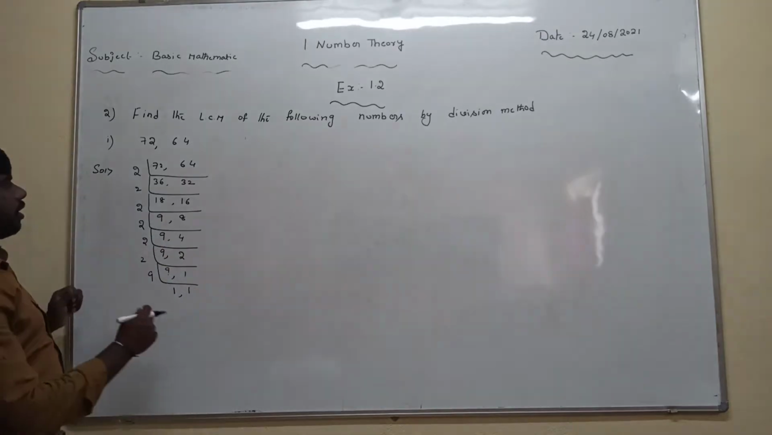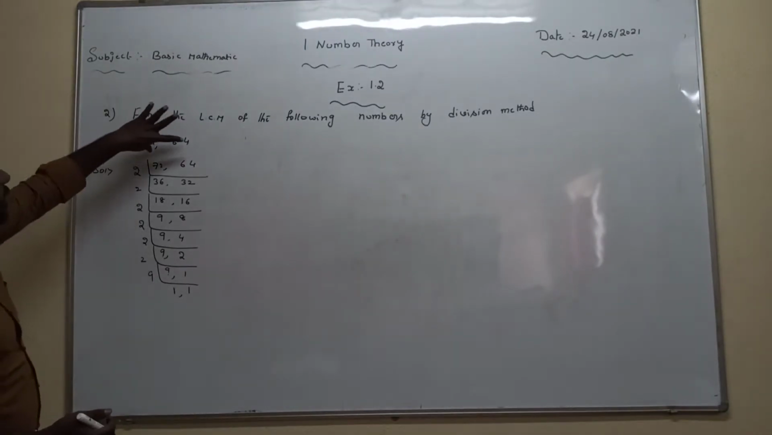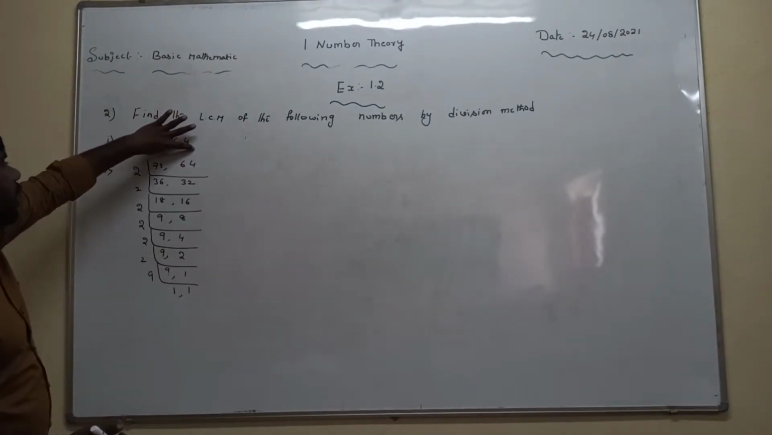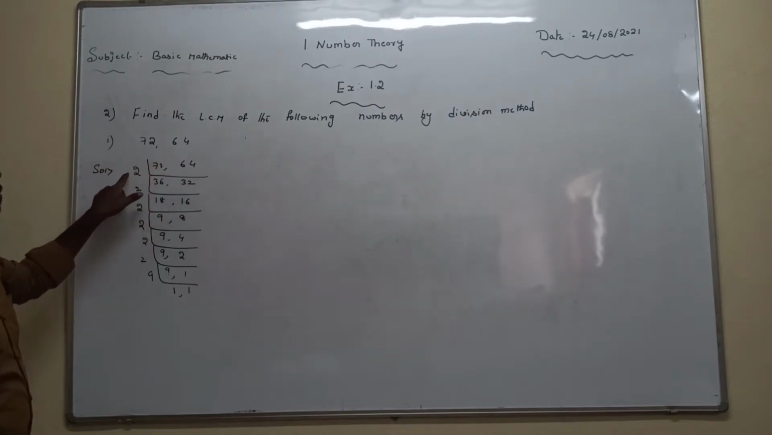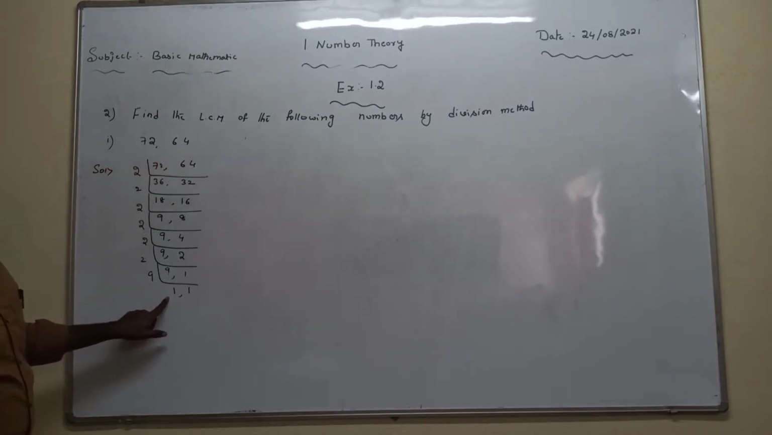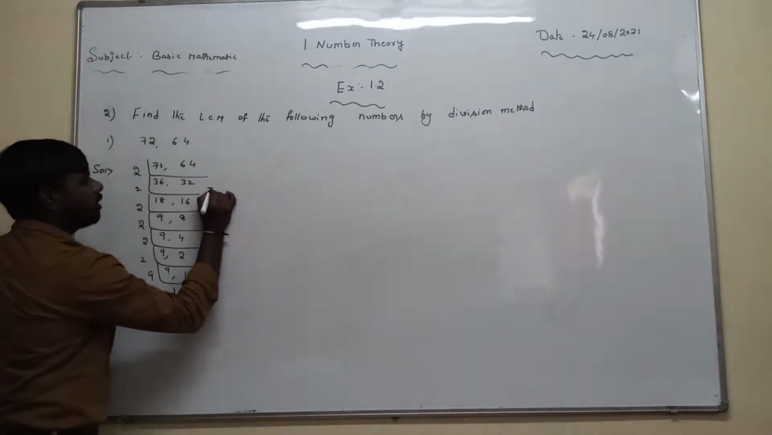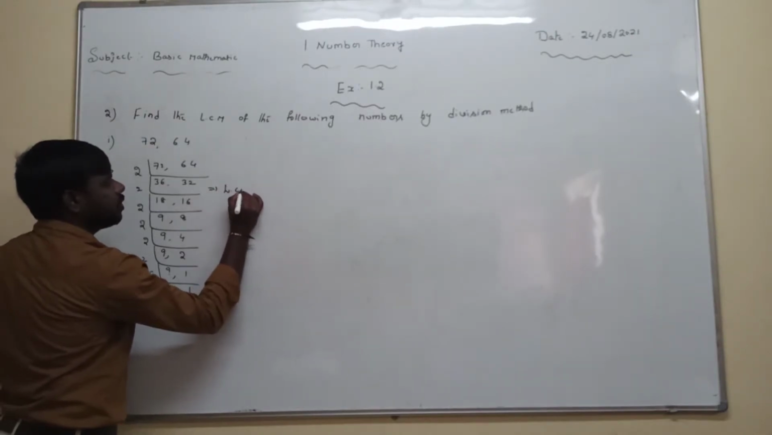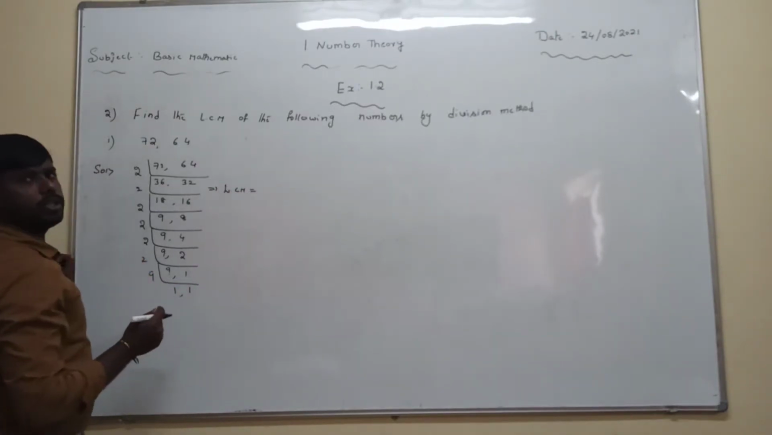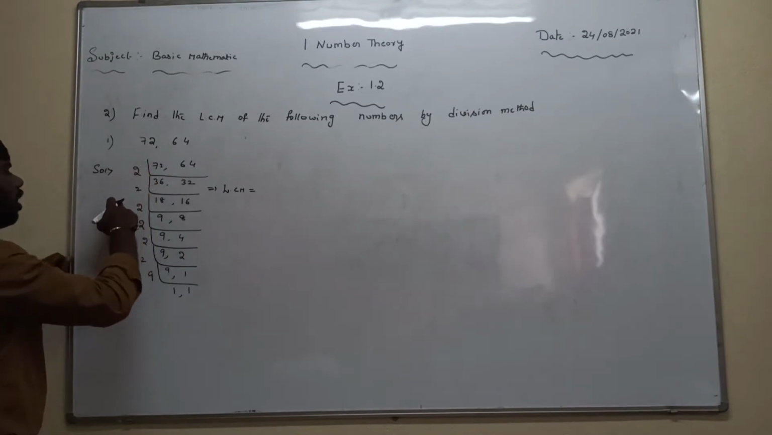That's why write 1. Here we divide the given numbers by common prime numbers until the remainder is 1 or a prime number. So the remainder is 1, so stop the division. After that, LCM is equal to the product of all the divisors.